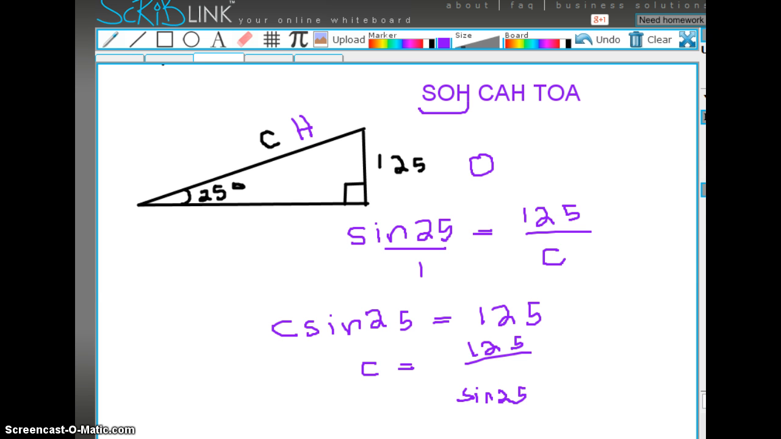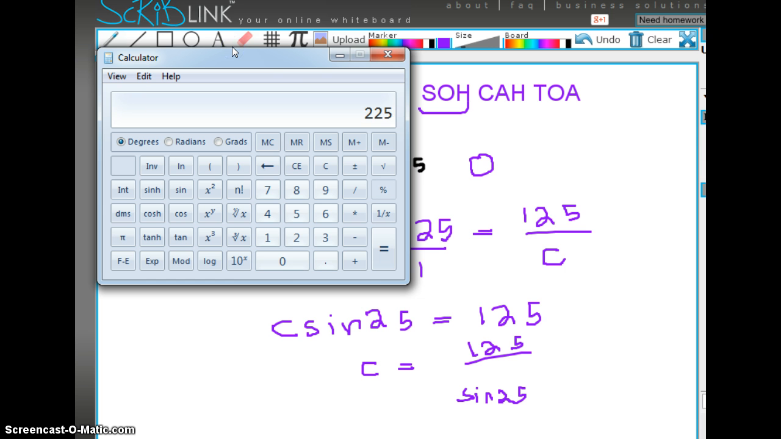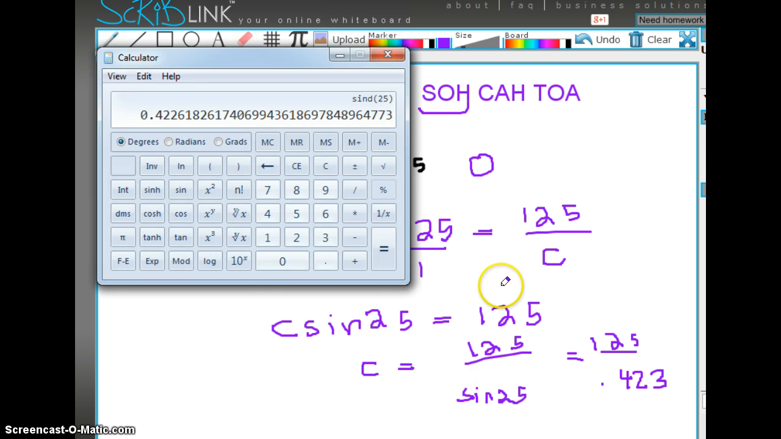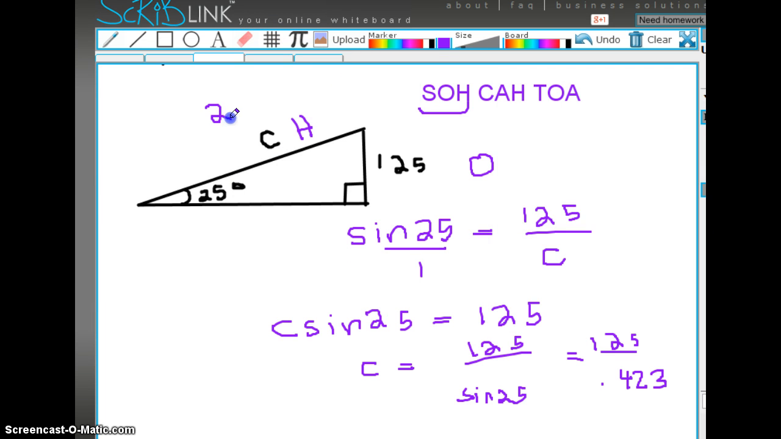So let's calculate that. So I'm going to take my calculator, 25, and hit the sine button, and that's 0.423. So it's equal to 125 divided by 0.423. So let's calculate that. 125 divided by 0.423 is 295.5 units. And it should be longer than this opposite side because the biggest side is always across from the biggest angle, which in this case is the hypotenuse.